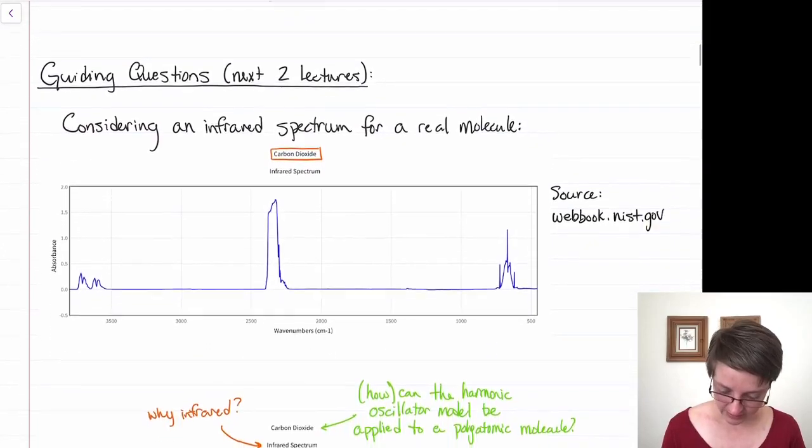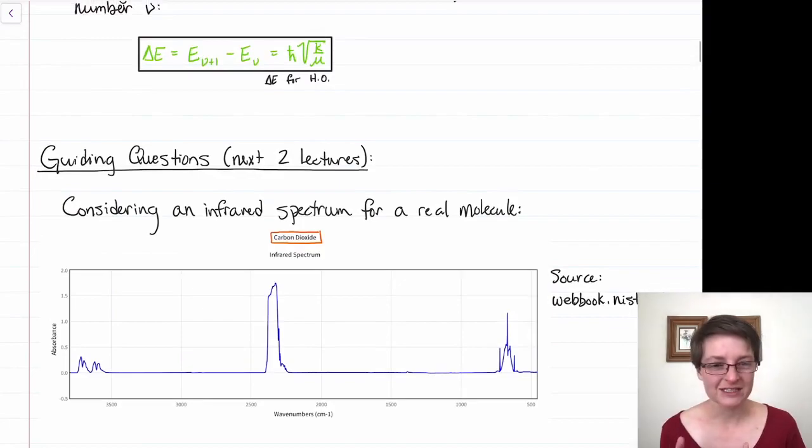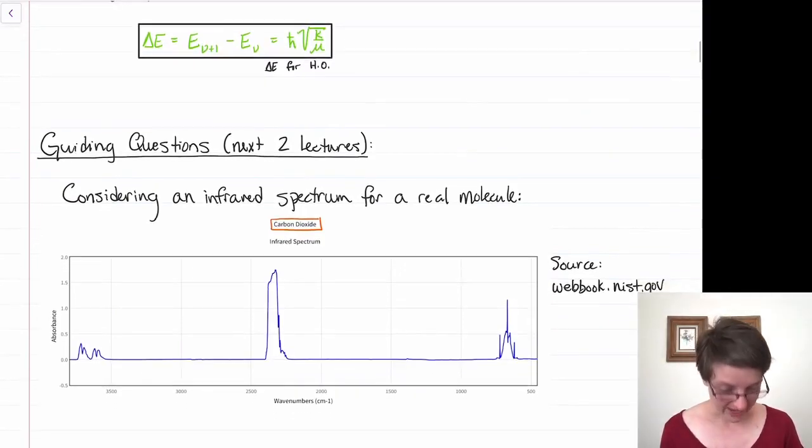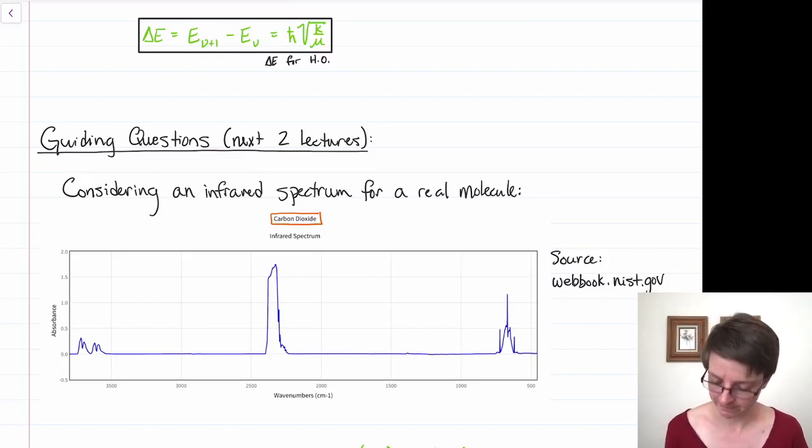It's great to have this model, but now we have to contend with taking this model and helping it to understand a real infrared spectrum for a real molecule. As an example, I'm going to be using CO2 as our molecule of choice. For any infrared spectrum that you might be interested in, NIST is a really great source to look up these experimental spectra. Nevertheless, we're going to use this spectrum to help guide us in today's discussion.